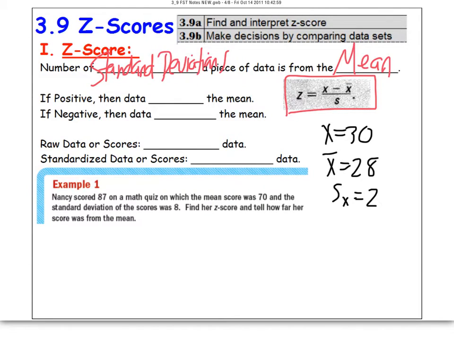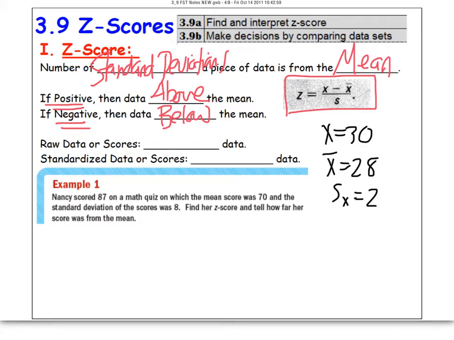If we think about calculating it that way, what would happen with a positive z-score? You put your test score in here minus the mean. If your test score is higher than the mean, the answer is going to be positive. So if the z-score is positive, then the data is above the mean. What if I got a test score of 25 points? Well, I take 25 minus the 28, that's going to give me a minus 3 on the top. So a negative z-score means the data is below the mean.